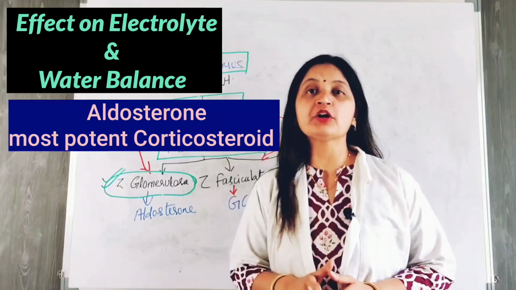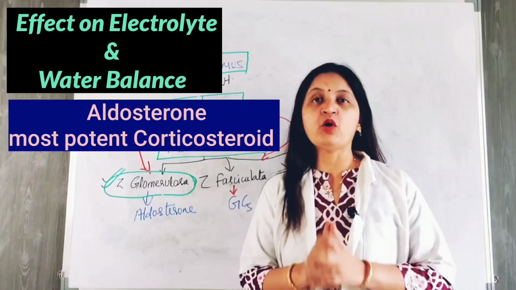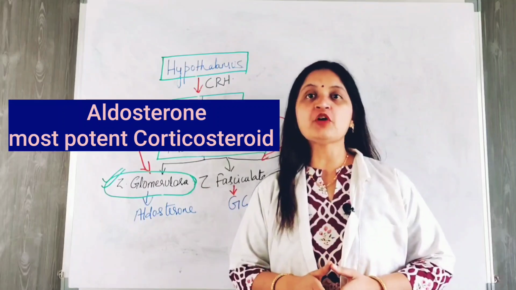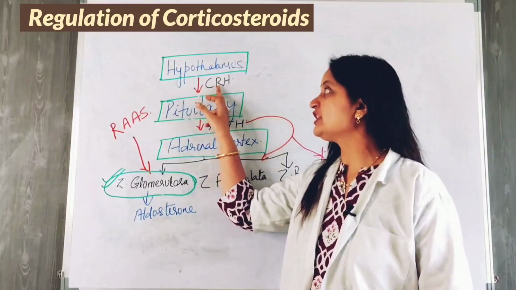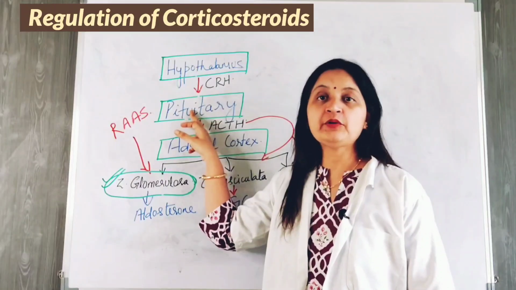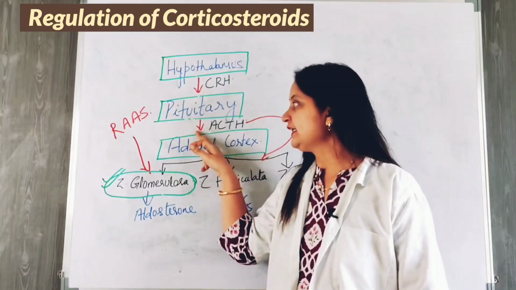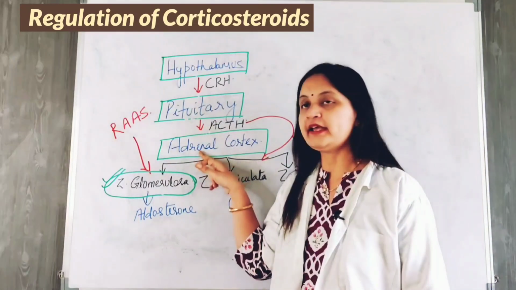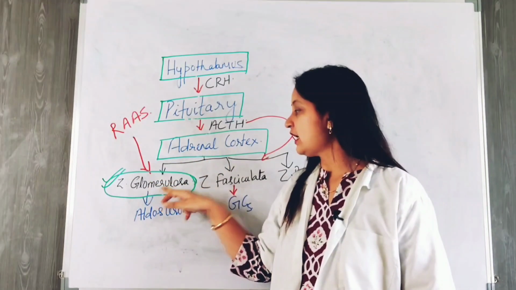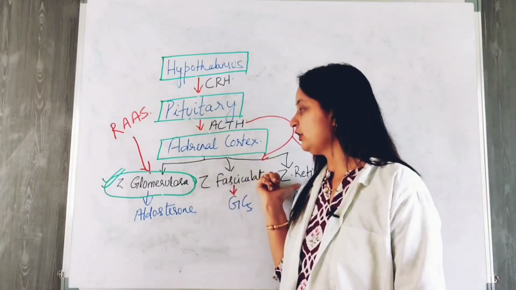Next, the effects of corticosteroids on water and electrolyte balance. Aldosterone is the most potent corticosteroid that is responsible for water and electrolyte balance. If you look at the regulation of corticosteroids, CRH is released from the hypothalamus which stimulates the pituitary to secrete ACTH. ACTH stimulates the adrenal cortex which consists of 3 layers, the zona glomerulosa, fasciculata and reticularis.